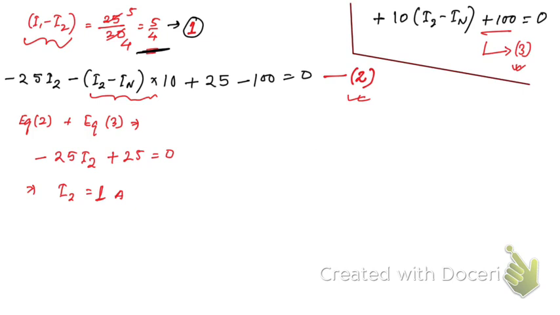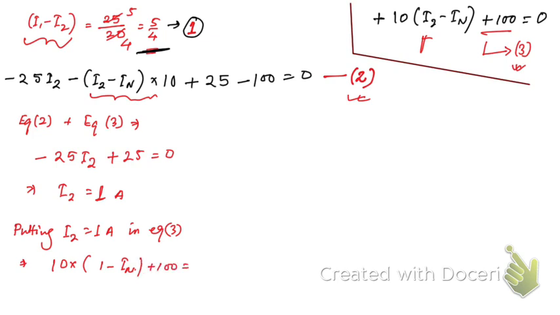So now let me put this I2 here, putting I2 is equal to 1 ampere in equation number 3. If we put that in equation number 3, then what are we going to get? We're going to get 10 into 1 ampere minus In plus 100 is equal to 0. That's what we're going to get, right?